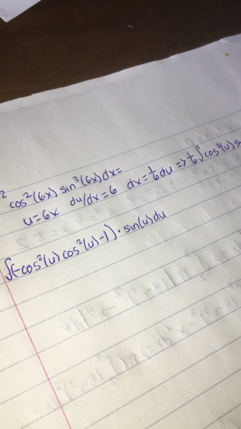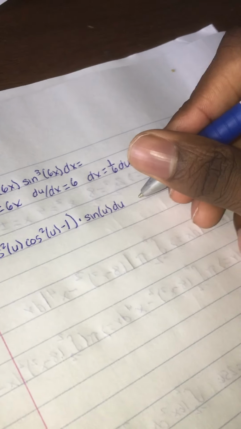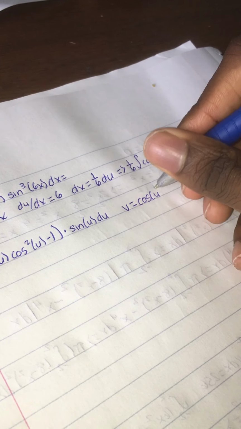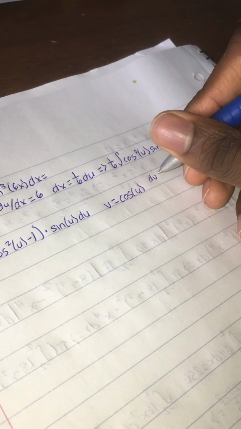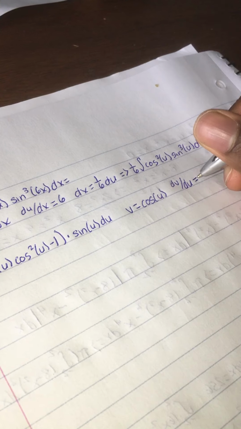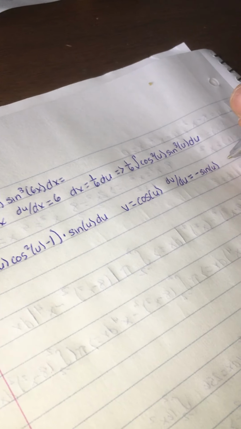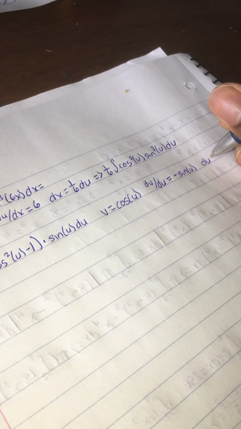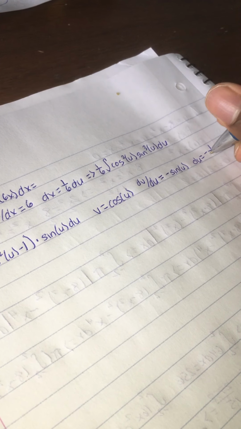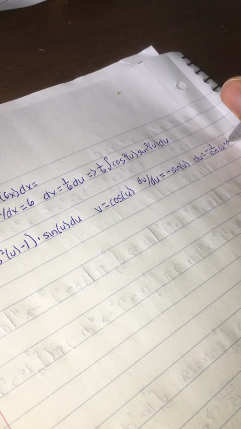So we're not done here yet. We're going to do the same thing that we did up top for the u and du, but this time we're going to have v equals cosine of u. dv divided by du is going to be negative sine of u, and then the du is going to be equal to negative 1 over sine of u times dv.